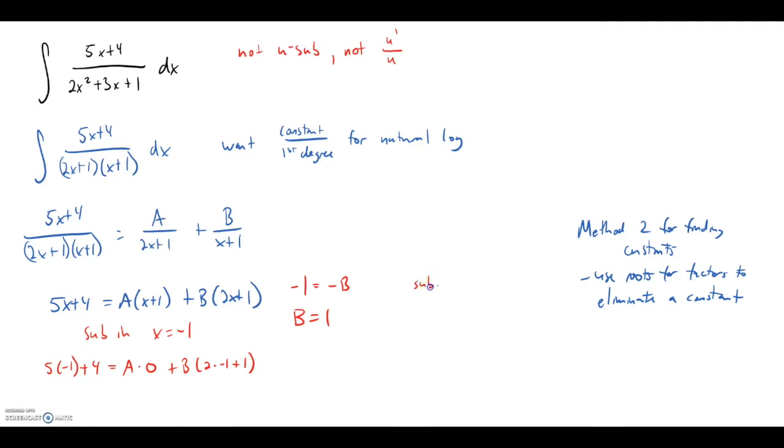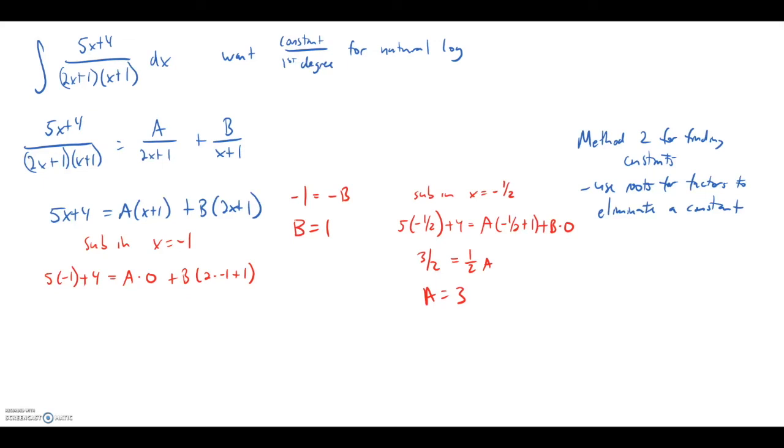And we'll do the same thing with the other root. 2x plus 1 has a root when x equals negative 1/2. So we'll sub a negative 1/2 into the equation, get 5 times negative 1/2 plus 4 equals a times negative 1/2 plus 1 plus b times 0, because we plugged the root into that other factor. And this will simplify to 3/2 equals 1/2 times a, and a will equal positive 3.